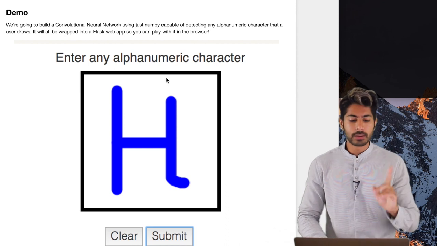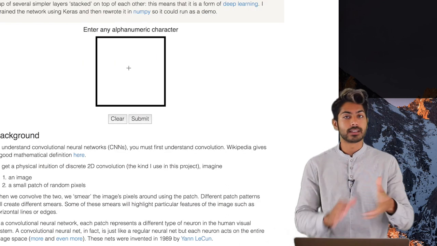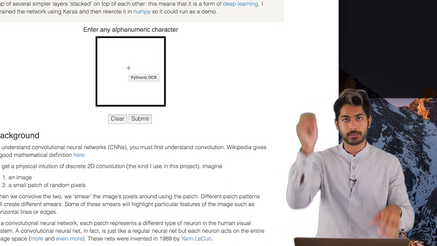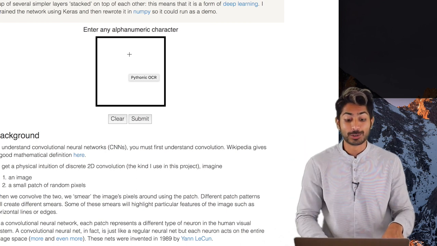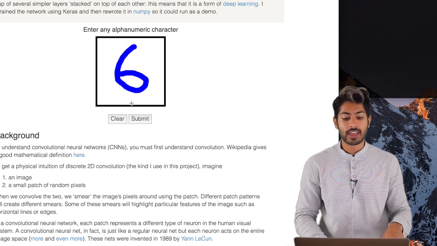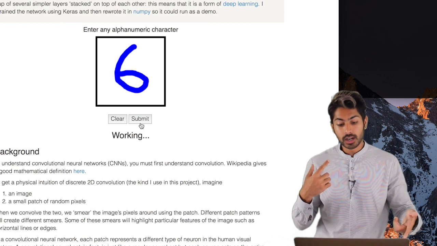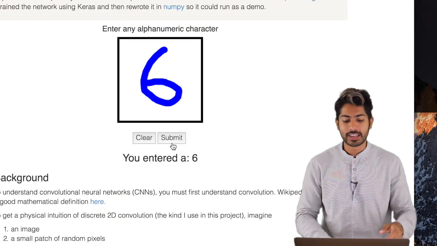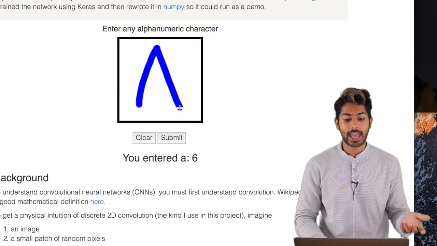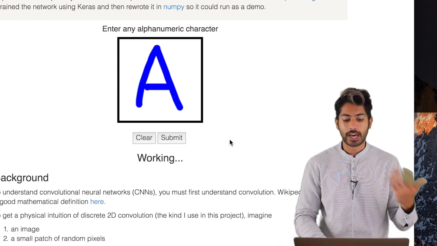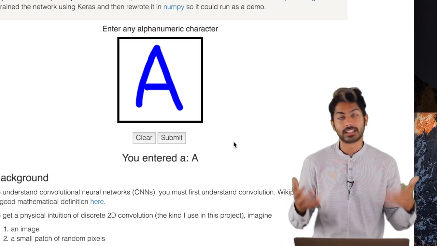Let me just start off with a demo. What it's gonna be able to do is recognize any character that you draw with your mouse. So you could draw a 6 like that, hit submit, it'll start working, and then it'll say it's a 6. And if you don't wanna use a 6, you could say a letter like A. Any number or letter, it's gonna be able to detect, or predict.